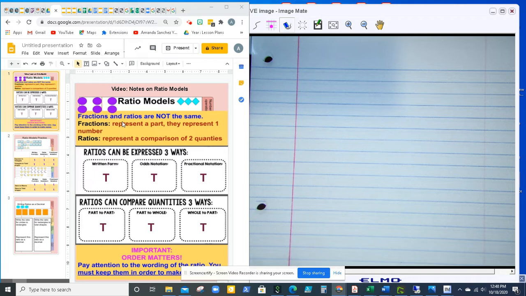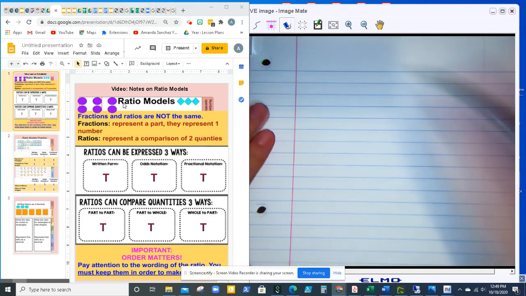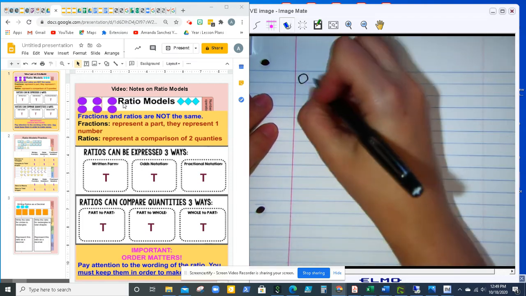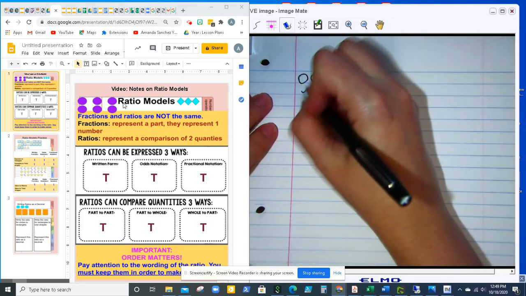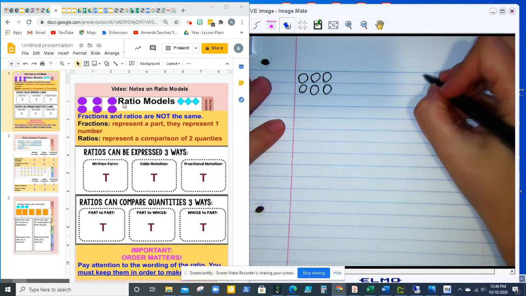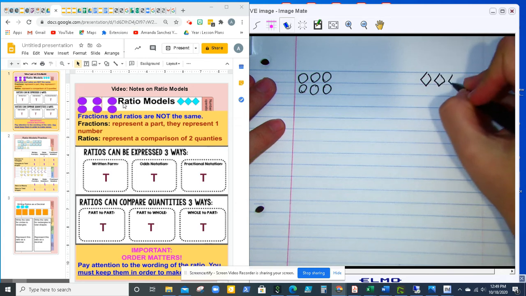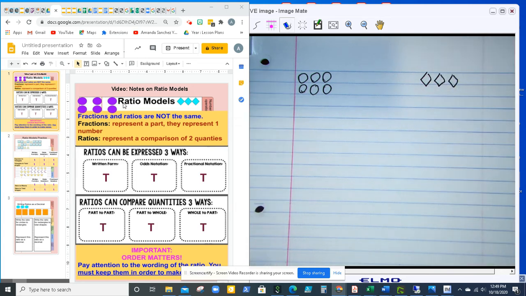So I put an image at the very top where you have these 6 circles. I'm going to draw it on my paper. If you're writing down your notes, do your 6 circles to start with. Then you have these 3 diamonds, as best as possible.